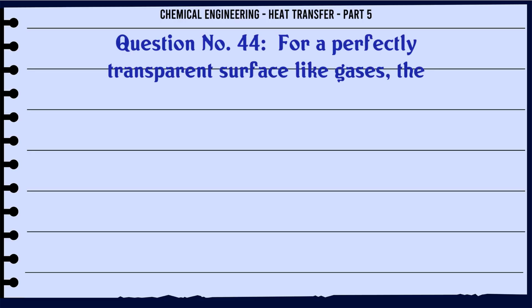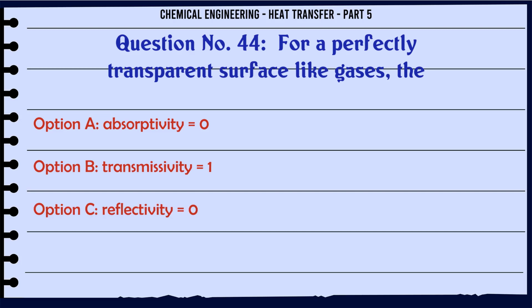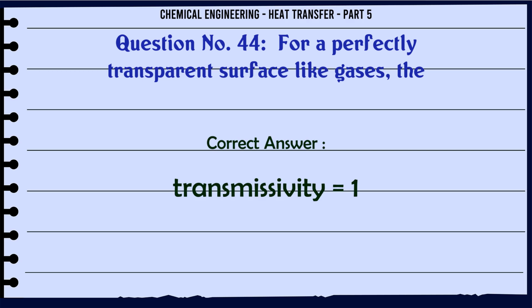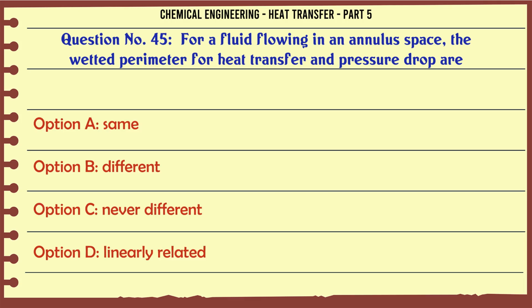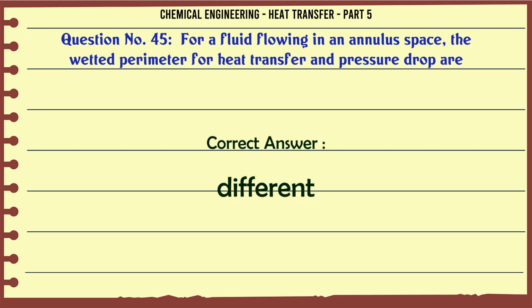For a perfectly transparent surface like gases, the A. Absorptivity 0, B. Transmissivity 1, C. Reflectivity 0, D. All A, B, C. The correct answer is transmissivity 1. For a fluid flowing in an annulus space, the wetted perimeter for heat transfer and pressure drop are A. Same, B. Different, C. Never different, D. Linearly related. The correct answer is different.